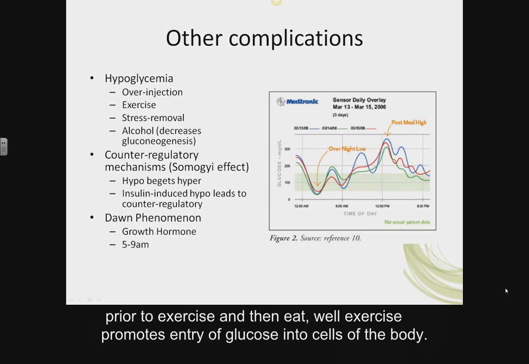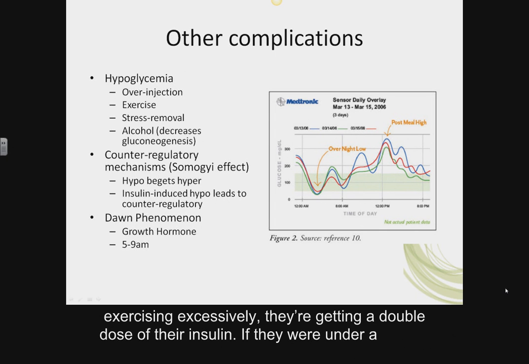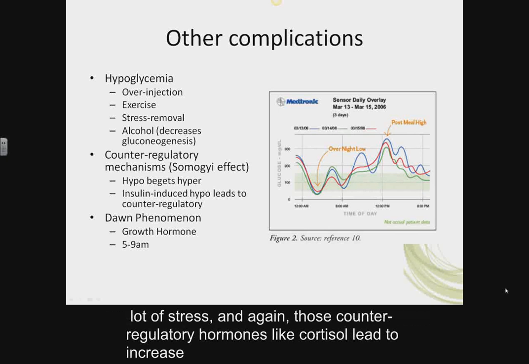It can happen if they injected their insulin prior to exercise and then eat. Exercise promotes entry of glucose into cells of the body. It potentiates the effects of insulin. So basically, it's almost like if the patient is exercising excessively, they're getting a double dose of their insulin.